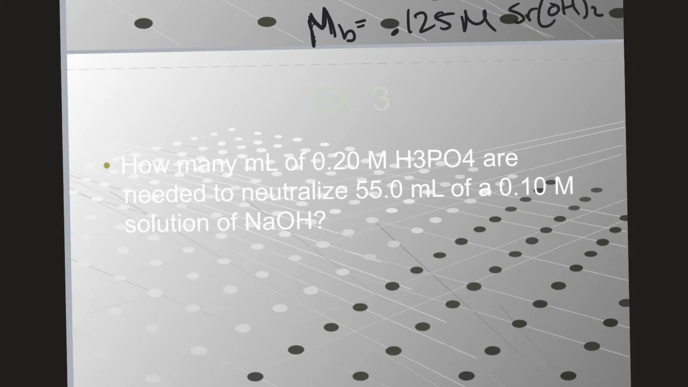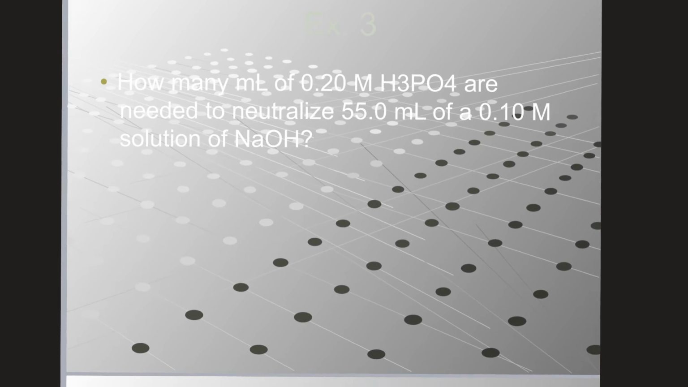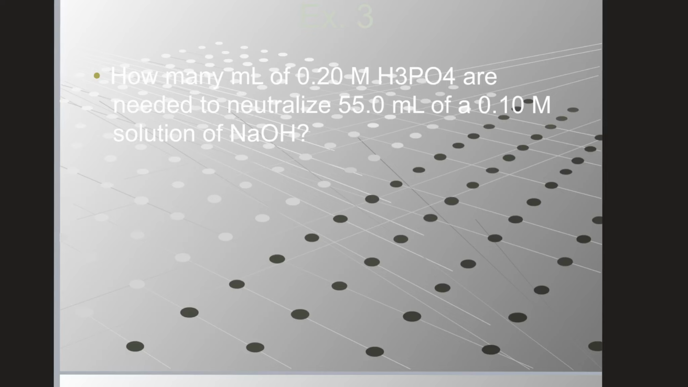Alright, so let's look at this third example here. How many mL of 0.20 molar H3PO4 are needed to neutralize 55.0 mL of a 0.10 molar solution of NaOH? I can already tell you this is a really bad example because it's not using a strong acid. But let's just pretend this is a strong acid just for the sake of the math itself. But it has a strong base. But let's just, as I said, pretend.